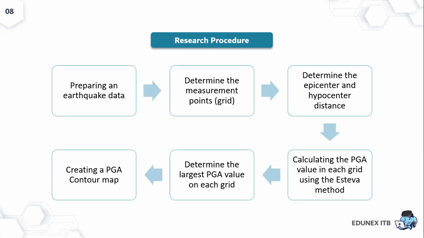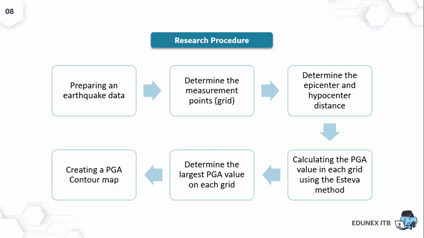Next is the research procedure. The first thing to do is preparing the earthquake data, where the data can be downloaded from the United States Geological Survey or USGS website. The second one is to determine the measurement points or grid, where in this study, 41 measurement points were used. Third, determine the epicenter and hypocenter distance using Formula 2 in the previous slide.